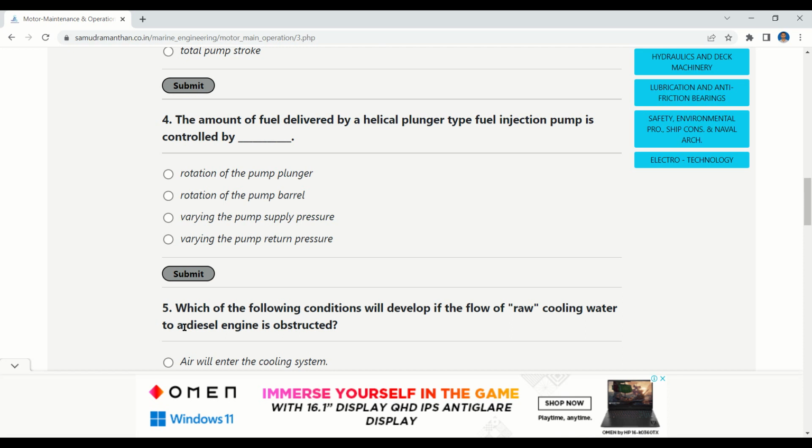Our next question is, the amount of fuel delivered by a helical plunger type fuel injection pump is controlled by, and the options are rotation of the pump plunger, rotation of the pump barrel, varying the pump supply pressure, varying the pump return pressure, and the correct option should be rotation of the pump plunger.